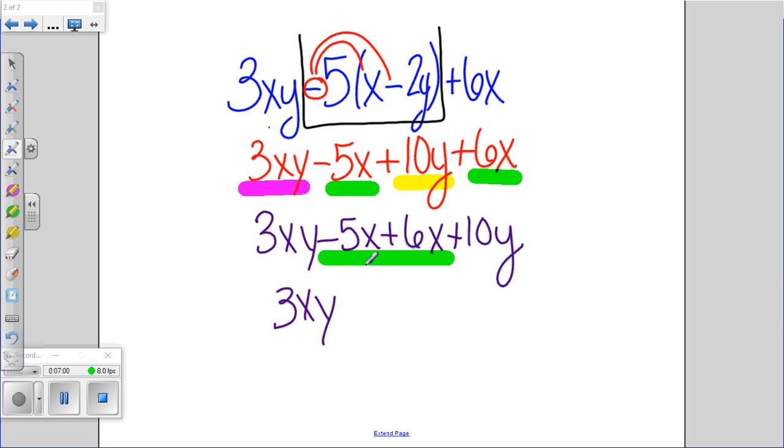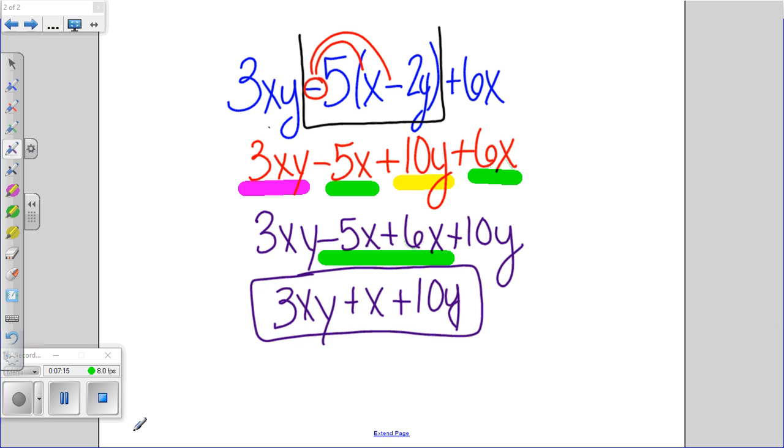I have a negative 5x plus 6x. That leaves me with 1x plus x plus 10y because I can't combine it with anything. So this is my most simplified expression. 3xy plus x plus 10y. xy, x times y, is different than just an x or just a y, so I cannot combine them.